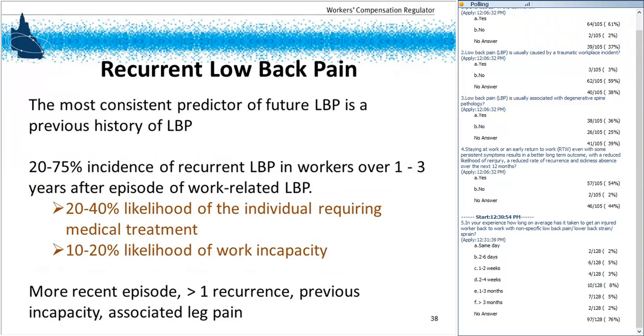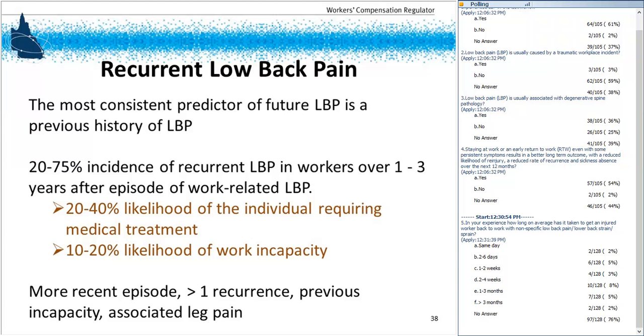I'm going to change topics now and move on to recurrent low back pain. And I've no doubt that a number of participants have managed workers who have recurrent low back pain resulting in incapacity, and certainly this is a common reason for workers to be referred to my practice and to colleagues in the industry. Now, there's a number of published studies investigating recurrent low back pain, and there's strong evidence that the single most consistent predictor of future low back pain is a previous history of low back pain. Unfortunately, there's no clear threshold that's been established.